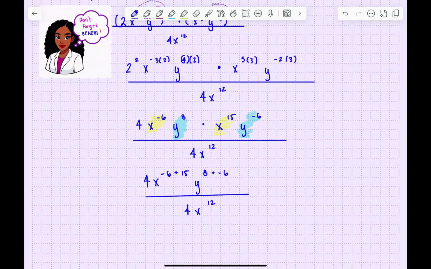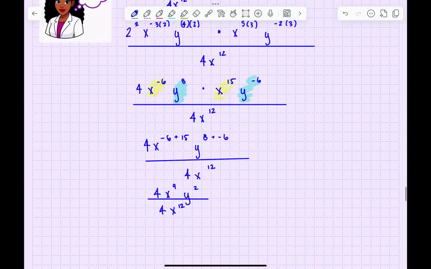So simplify again. I have 4. -6 plus 15 is like saying 15 minus 6, which is 9. And then we have y, 8 plus -6. Remember, when you have a plus and a minus, the negative wins. So it's like saying 8 minus 6. That's y squared. And then I have 4x squared on the bottom.